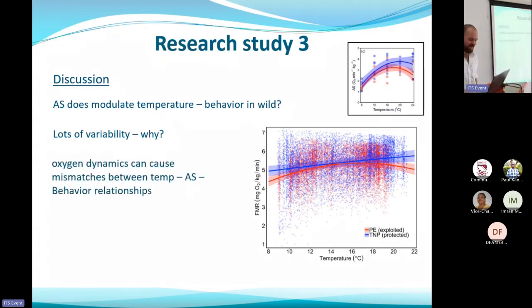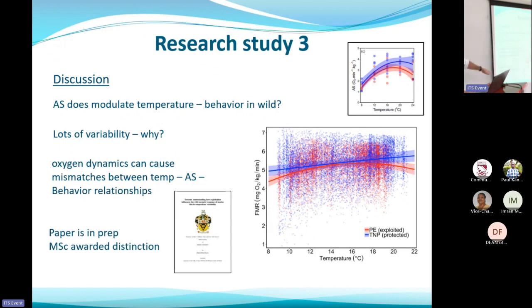So why is that? Again, I think that oxygen dynamics cause mismatches between temperature, aerobic scope, and behavior relationships. Often there are upwellings and downwellings, and these temperature swings are associated with massive changes in oxygen availability. So maybe the temperature swings to a particular level that's good for the fish, but the oxygen is so low that they're not moving, and vice versa. That's why you get this huge variability in these cases. But because we have such a high sample size, we could pull out a pattern.